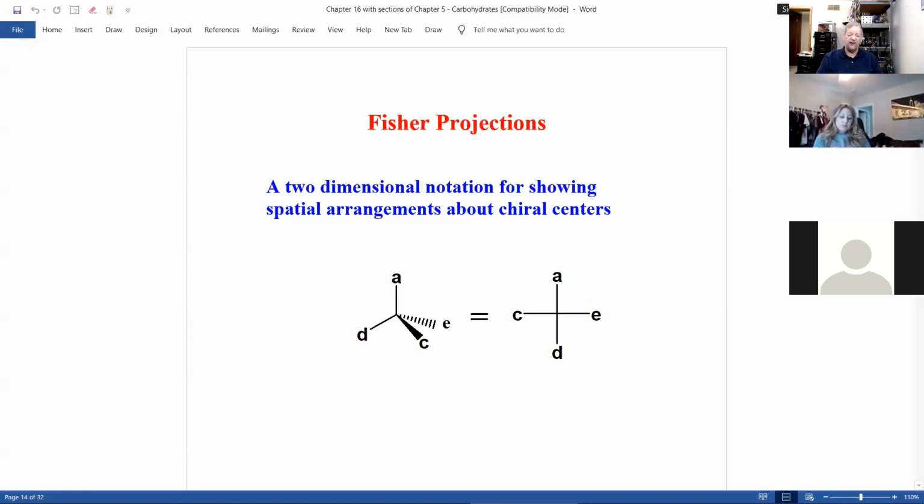One of the greatest of all organic chemists was a German chemist, Emil Fischer, Dr. Fischer.